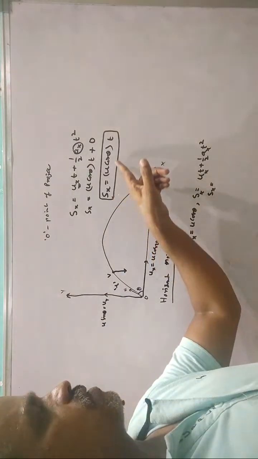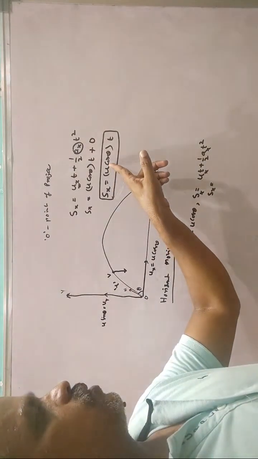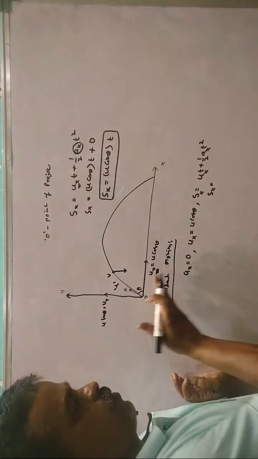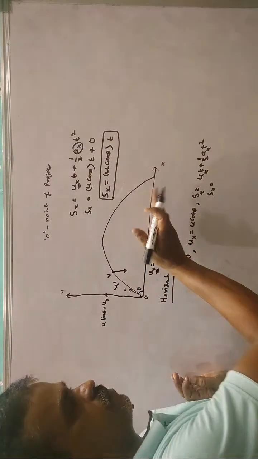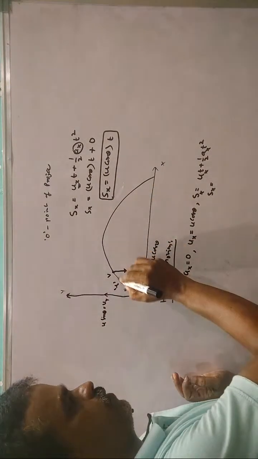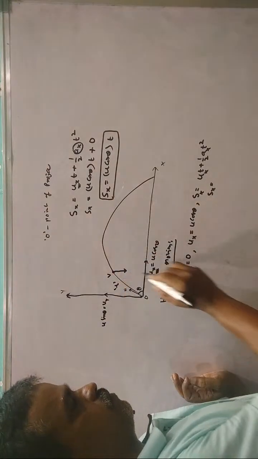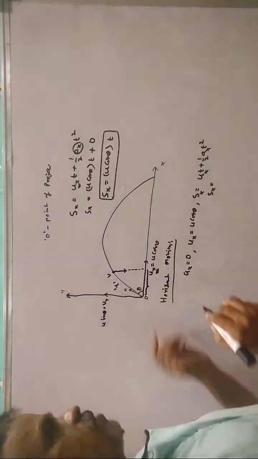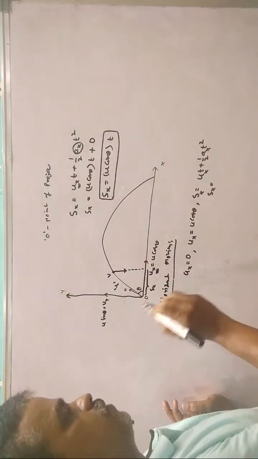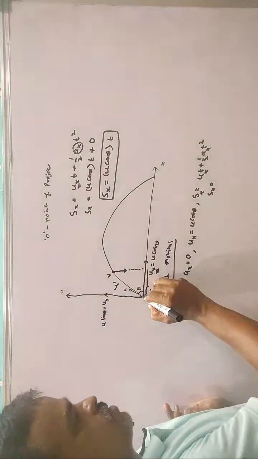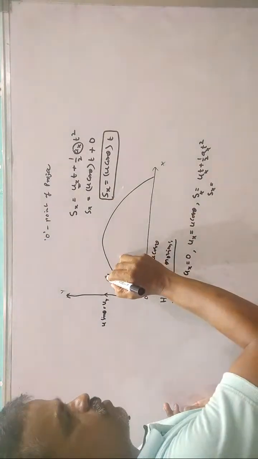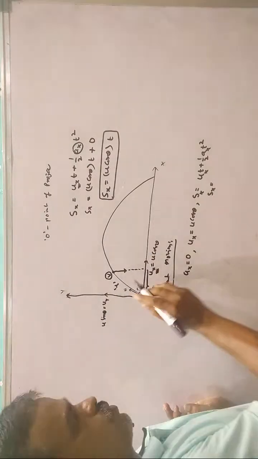Displacement along the horizontal direction is equal to u cos theta into t. So this component u cos theta along the x-axis, after time t the body will be here, but along the x-axis the displacement is this one, that is sx. See, after time t, the body started with initial velocity u, after time t the body velocity will be v.